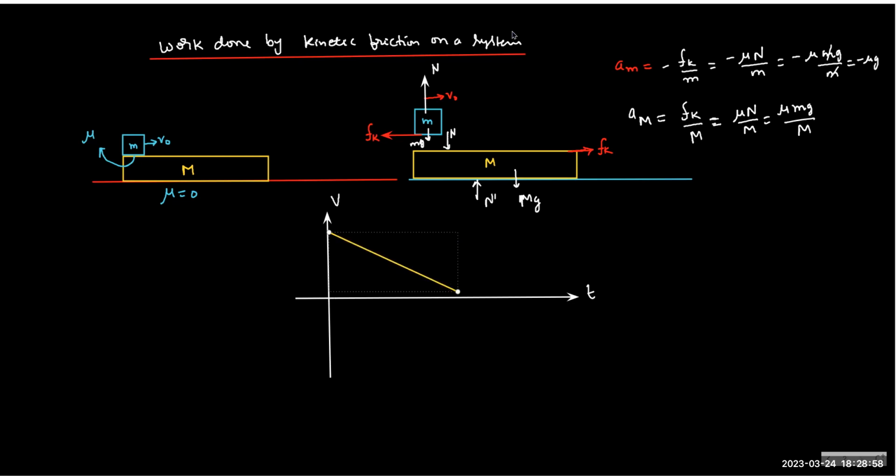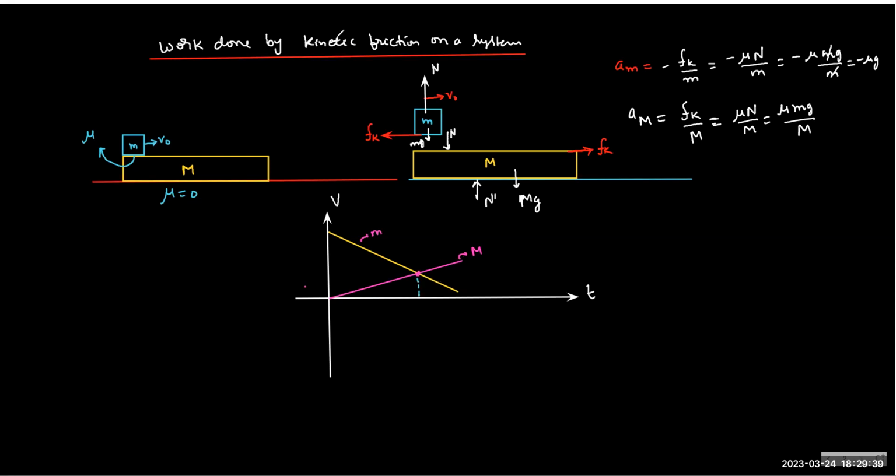But what about the velocity of the plank? It will start growing. Yes, sir. And it has less acceleration than the magnitude of retardation. So you can see the VT graph of the plank and the block. These are different, right? And then you realize that at one particular point, both will become the same, isn't it?